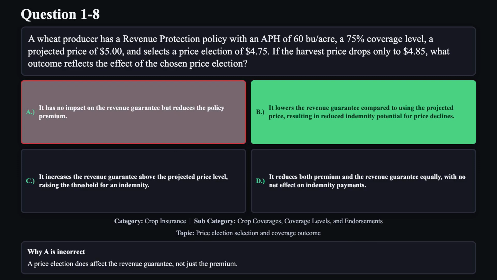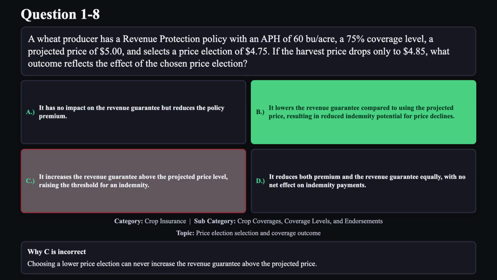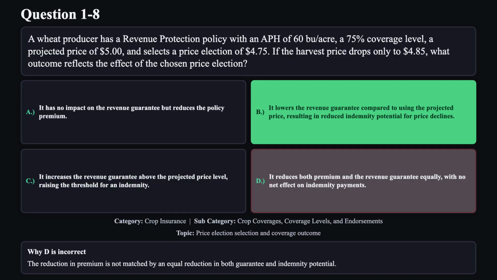Reason A is not correct. A price selection does affect the revenue guarantee, not just the premium. Reason C is not correct. Choosing a lower price selection can never increase the revenue guarantee above the projected price. Reason D is not correct. The reduction in premium is not matched by an equal reduction in both guarantee and indemnity potential.